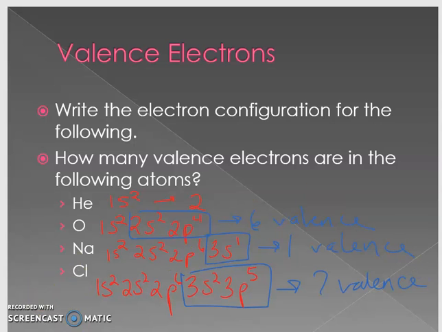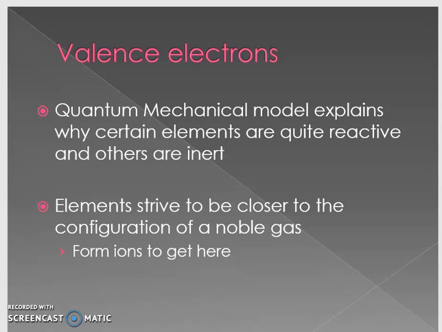Whenever we look at valence electrons, it helps us to explain why certain elements are very reactive and others are not. And as we look at ion formation, we'll see how these elements strive to be closer to the configuration of a noble gas by losing or gaining valence electrons.